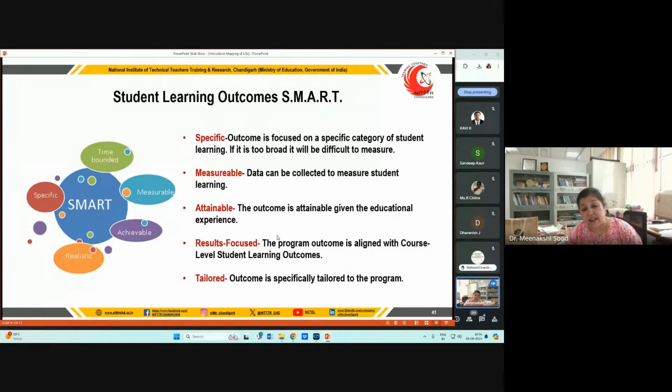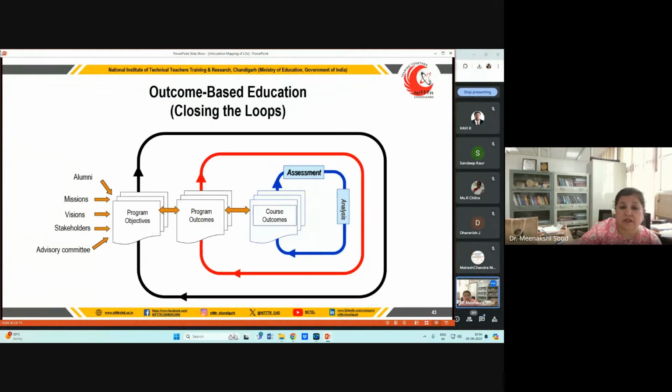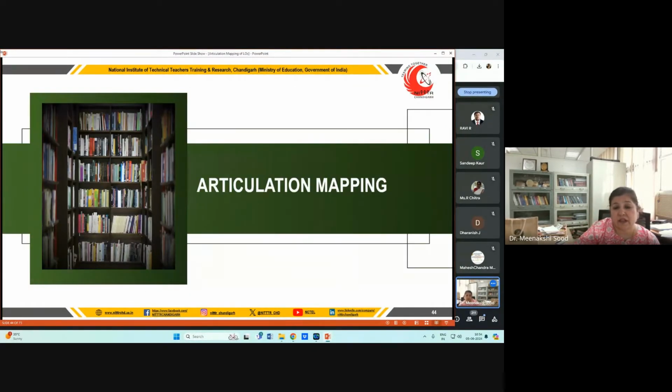Some call it tailored, some call it time specific, time bound, because we know that we have one semester, and if 3 lectures a week, we have 45 lectures, and we have to cover this much syllabus in that particular time. So that outcome is expected from the student in a time-specific manner. Right? Now, as I said, we'll come to the articulation mapping.